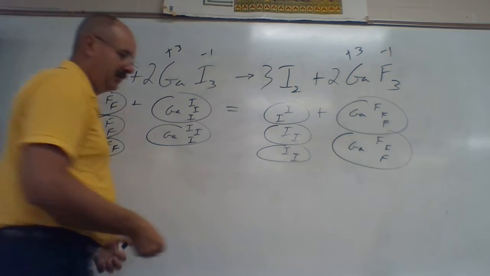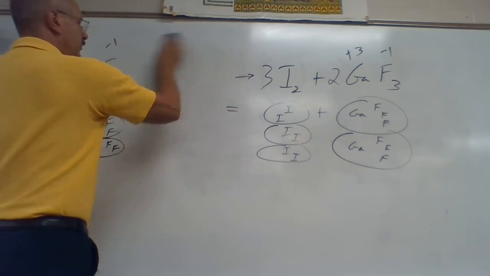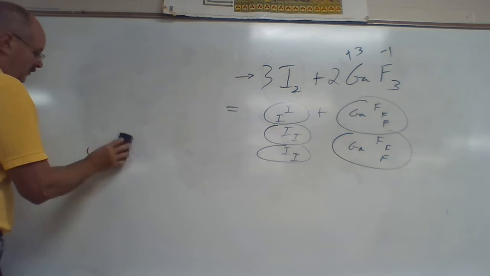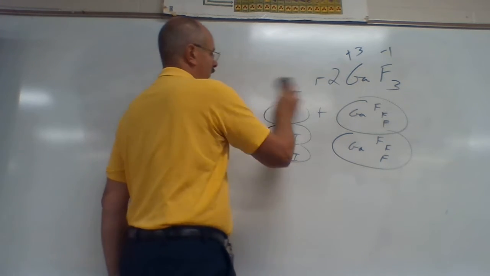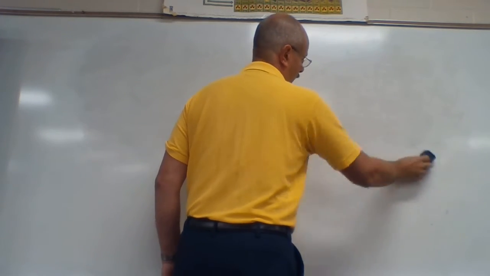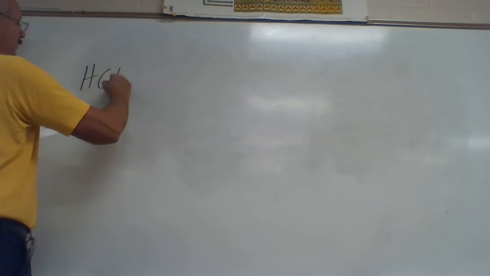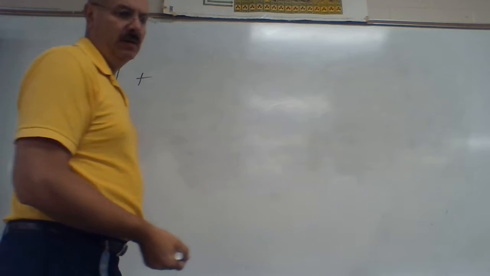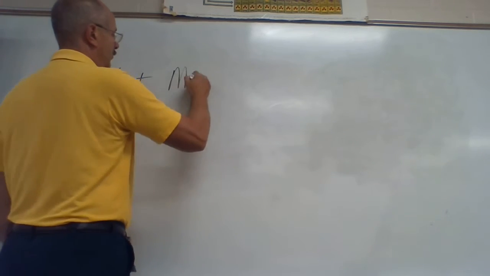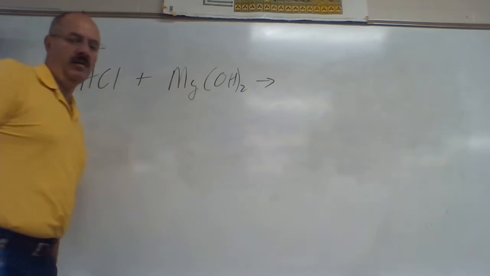All right, we got one more section. We got some double replacement ones to do. All right, the double replacement, the last section. So HCl plus Mg(OH)2. All right, so now let's double replace.